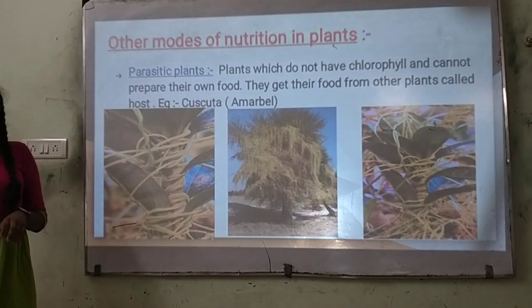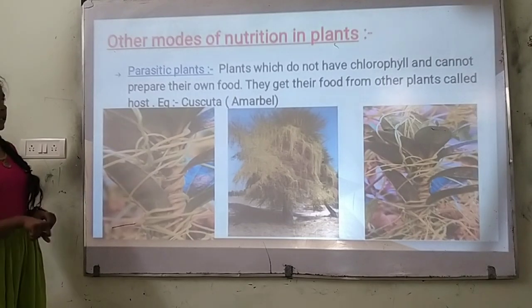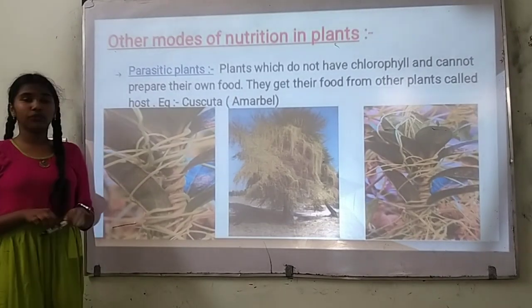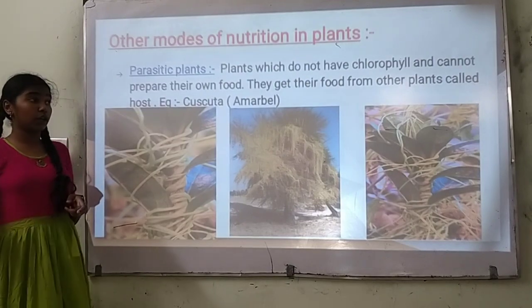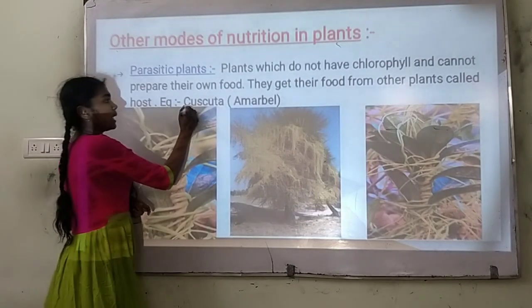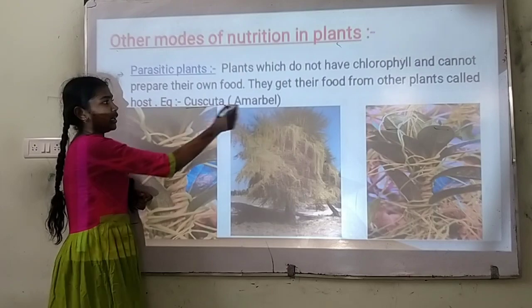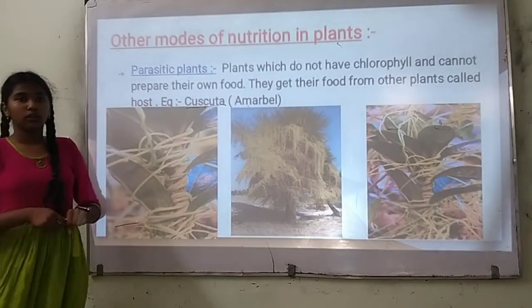What are the other modes of nutrition in plants? Parasitic plants. These are plants which do not have chlorophyll and cannot prepare their own food. They get their food from host plants. An example is Cuscuta. Cuscuta is dependent upon the host plant for food.